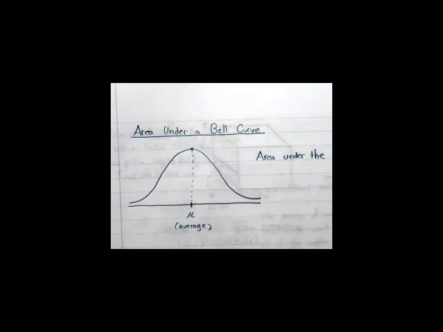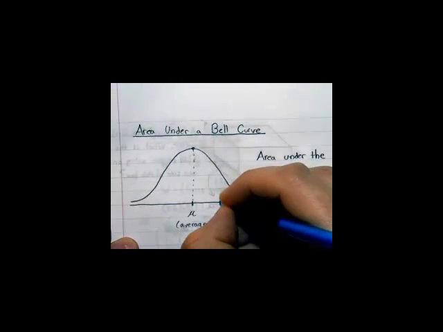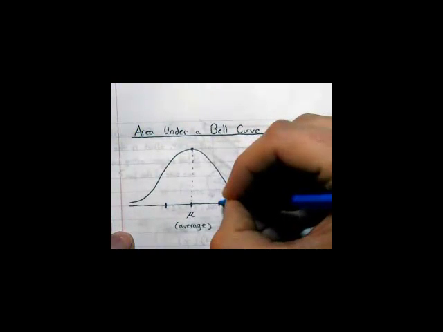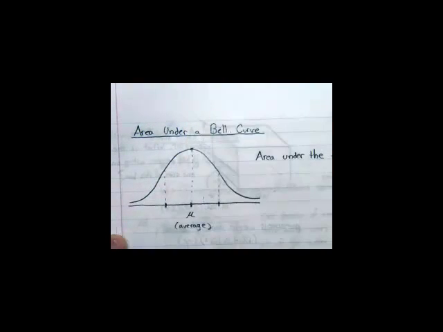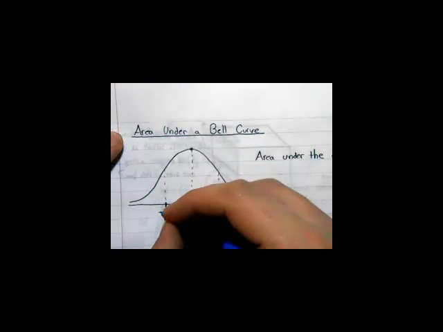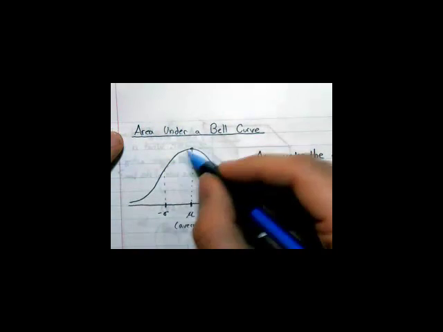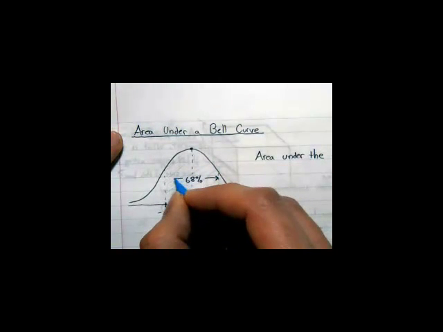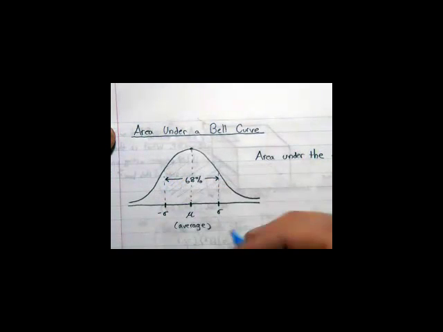But the way standard deviation works, whatever that number is, if I go that far above the mean and that far below the mean, one standard deviation, always, always, always, is going to give you 68% of the data. And this is the symbol we use for standard deviation.